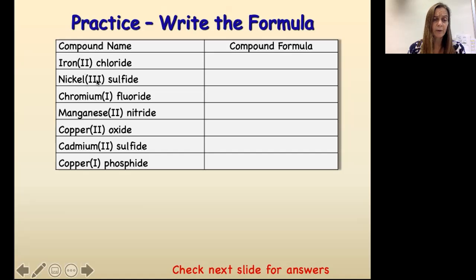Now I have nickel 3 sulfide. From the 3, I know that nickel is a +3. I know that sulfide from the periodic table is a -2. So I need 3 -2s to go with 2 +3s. So I would write Ni2S3. And one last one, chromium 1 is going to have a +1 charge. Fluoride has a -1 charge. So I'm just going to write CrF.